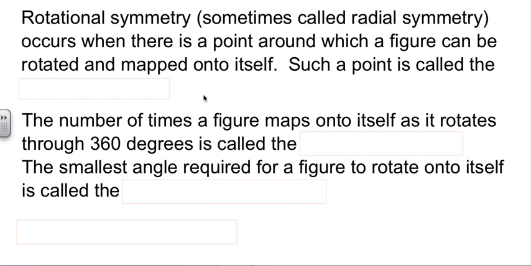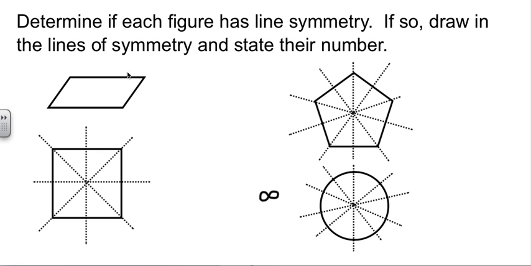Rotational symmetry, which is also called radial symmetry in some books, is something where you can rotate the figure around a certain point, typically in the center of it, and end up with the same orientation. So what we're talking about here, that point is called the center of rotation. Now I'm going to jump back over here and get my trusty square here, just to give you an idea of what we're talking about.